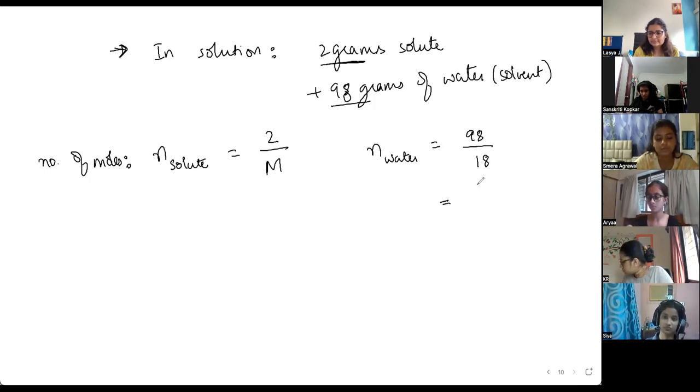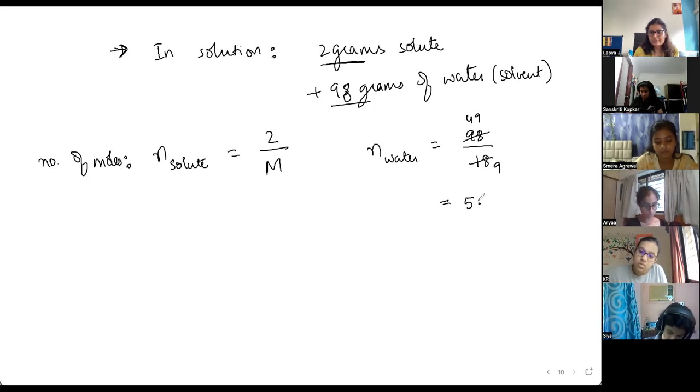Yeah. 2 nines, 2 9s are 18, 9 5s are 45, we're 40. 5.44, something like 5.4, right? So using this information, can you figure out what is the mole fraction of the solute?